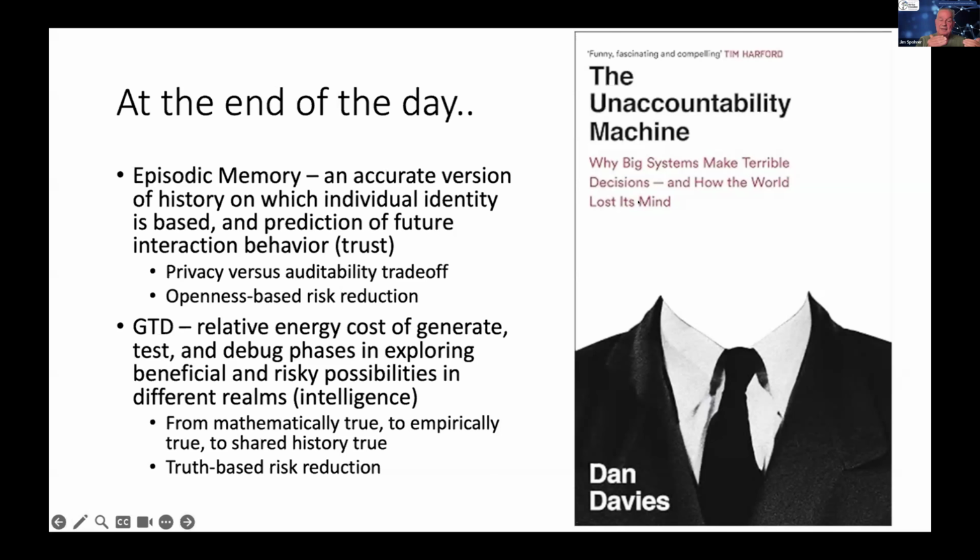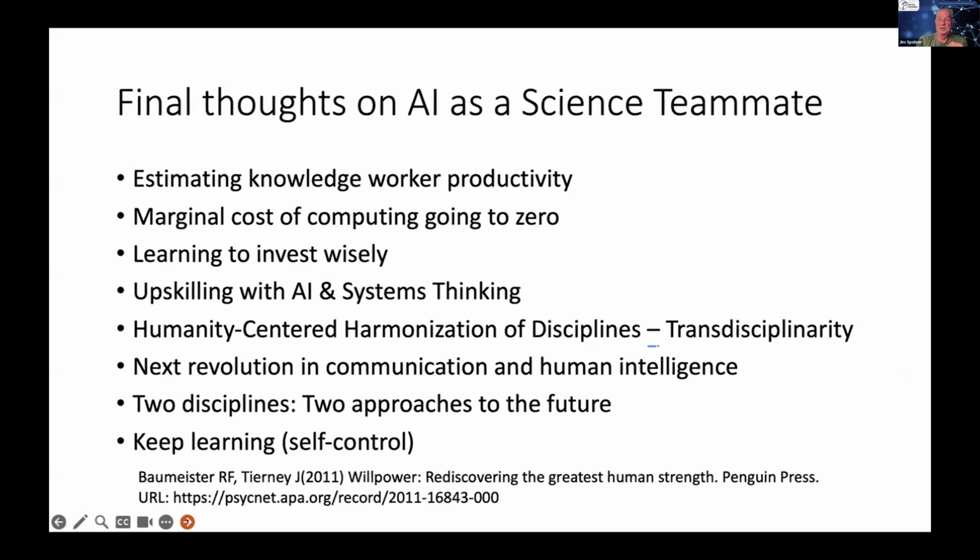And for GTD, we have to look at the relative energy cost of generate phase, test phase, and debug phases and exploring beneficial and risky possibilities in different realms. There's different types of truth. And if you haven't read this book, The Unaccountability Machine, I really urge you to read it because it seems like there's an evolution in our complex systems, especially as we inject more technology for avoiding accountability and responsibility. That's really alarming. So I'm going to wrap up with some final thoughts.